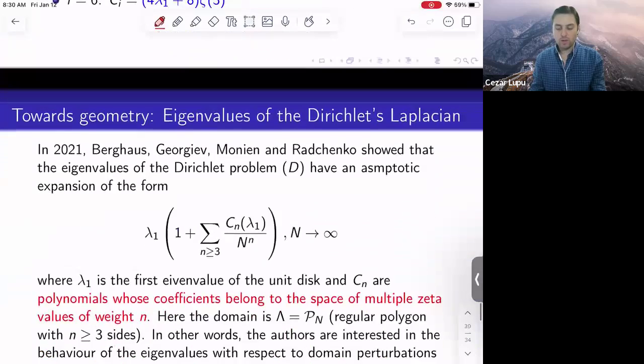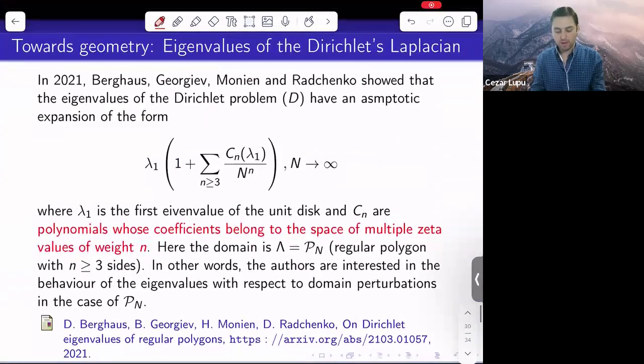In fact, in 2021, very recently, there was a groundbreaking paper by Berghaus, Georgiev, Monien, and Radchenko. Probably you have heard of Danylo Radchenko in a different context. They proved that the eigenvalues of the Dirichlet problem have an asymptotic expansion of this form. The coefficients Cn, together with the first eigenvalue of the unit disk, are polynomials whose coefficients belong to the space of multiple zeta values of weight n. So these coefficients are single-valued multiple zeta values.